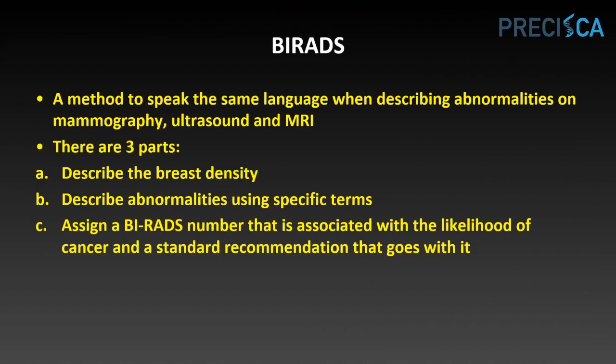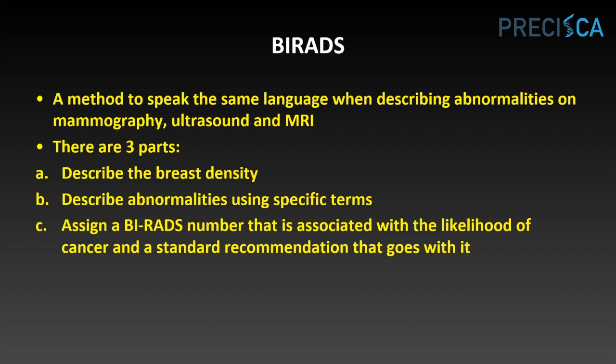So the BIRADS system is a language that we use to help us characterize findings on imaging. And it is a method to speak the same language by describing lesions as everyone else reading those studies. And that language helps us to then characterize the likelihood of cancer in that patient in the same way as everybody else is doing.